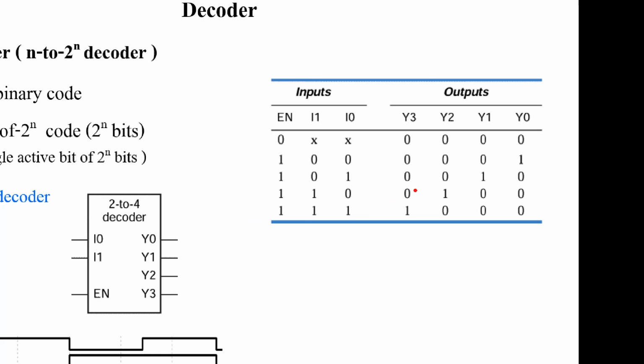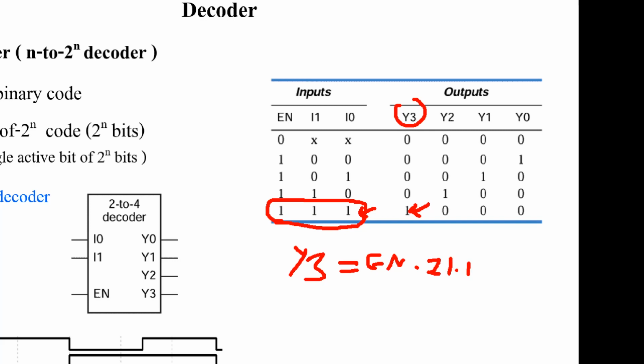So if I want to know the equation for Y3, maybe I just consider the logic 1 output of Y3. So it's 1 when what? When En, I1, I0 is 1, 1, 1, right? So you can write Y3 as En and I1 and I0, like writing a minterm for a general function.